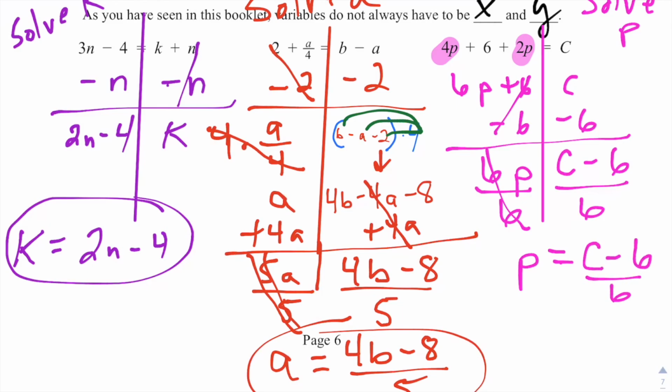Another way to write this, if you want to get real fancy, would be p equals c over 6 minus 1, because you could break this 6 out to both of these terms, and then 6 over 6 is just 1, and c over 6 is c over 6. But I would just like you to leave it, to be quite honest, in this form right here, and that is a-okay.